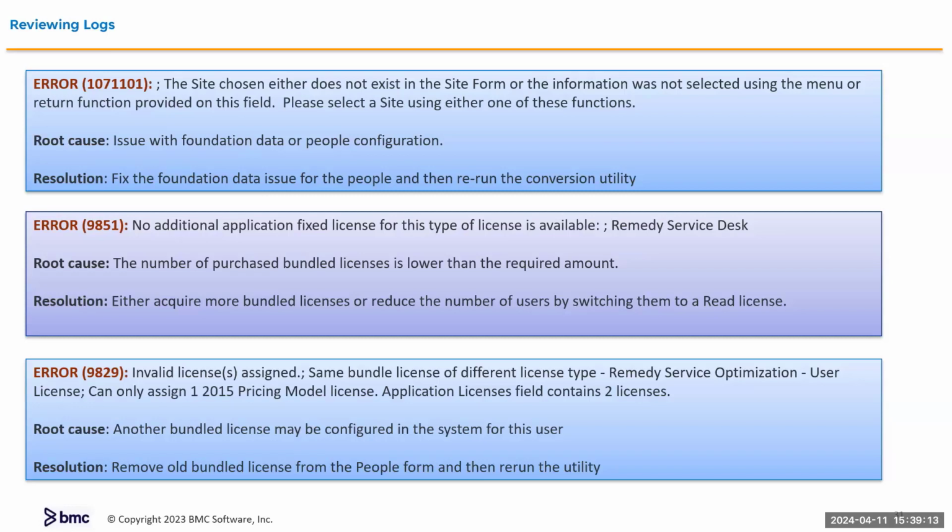to ensure accurate processing. The second error indicates that there are not enough available bundle licenses for the Remedy Service Desk application. To fix this, we should either procure more bundle licenses or optimize the licensing structure by transitioning some of the users to read licenses if feasible. The third error indicates that the user is already configured with a different type of bundle license. To resolve this error, remove the old bundle license from the people form and then rerun the utility.